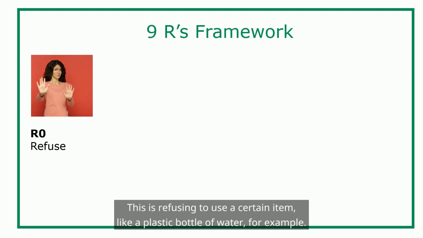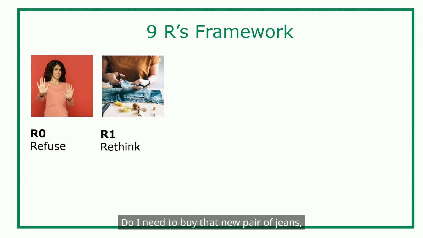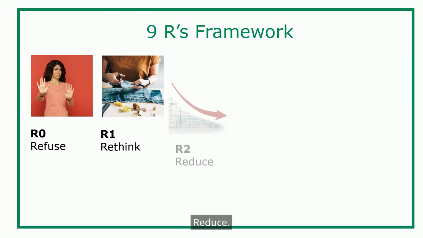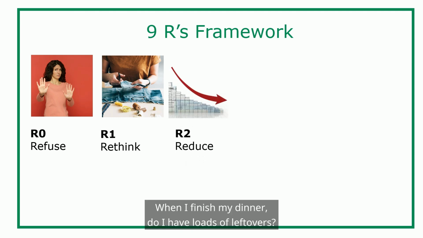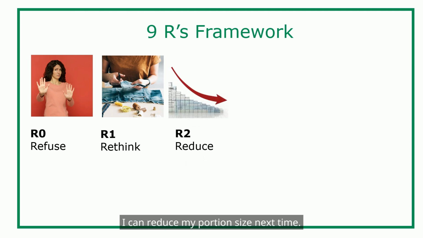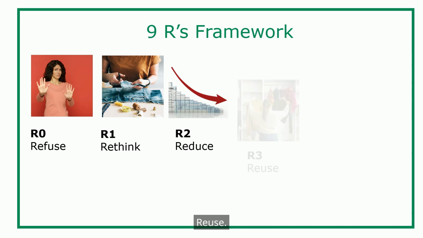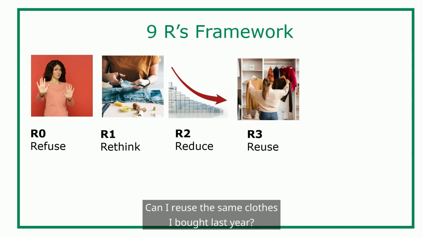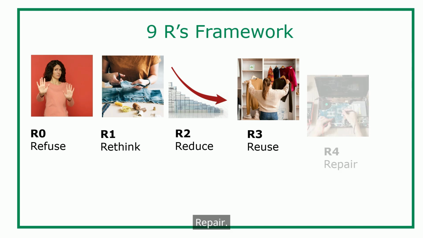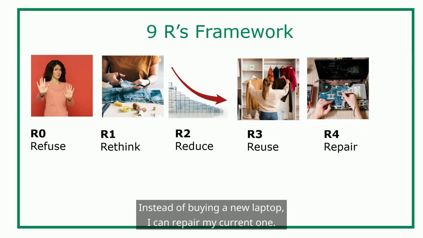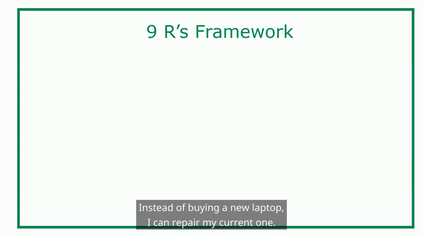Refuse. This is refusing to use a certain item, like a plastic bottle of water, for example. Rethink. Do I need to buy that new pair of jeans, or will I use the ones that I already have? Reduce. When I finish my dinner, do I have loads of leftovers? I can reduce my portion size next time. Reuse. Can I reuse the same clothes I bought last year? Repair. Instead of buying a new laptop, I can repair my current one.